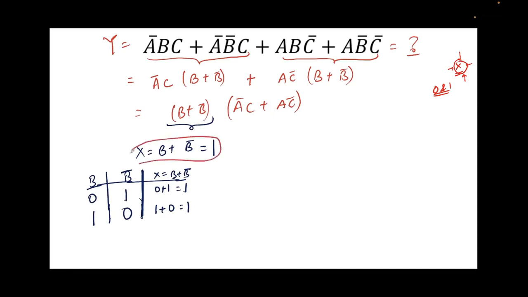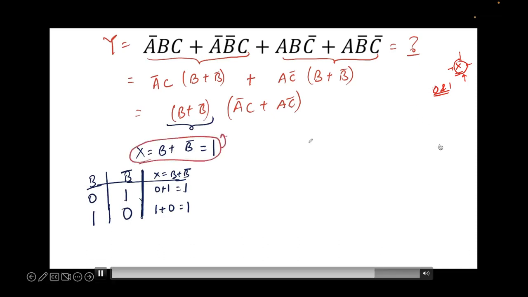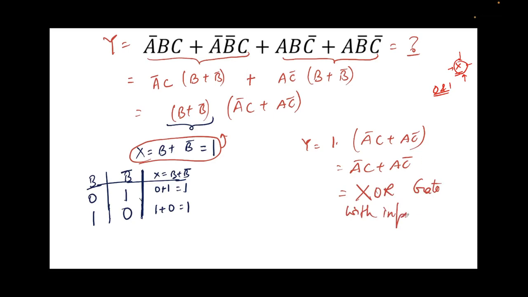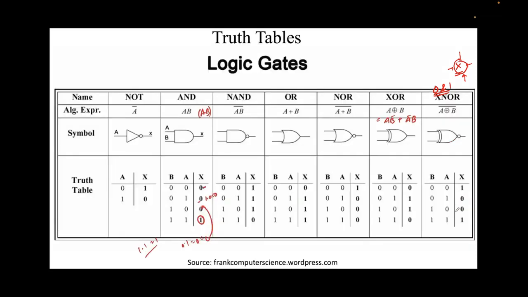Note this. Let's put this value here. So I'll get y equal to 1 times, noting that the value of b plus b bar is 1 now, a bar c plus a c bar. So we get a bar c plus a c bar. Now note that this is nothing but the algebraic expression for an XOR gate, a 2-input XOR gate with inputs A and C.